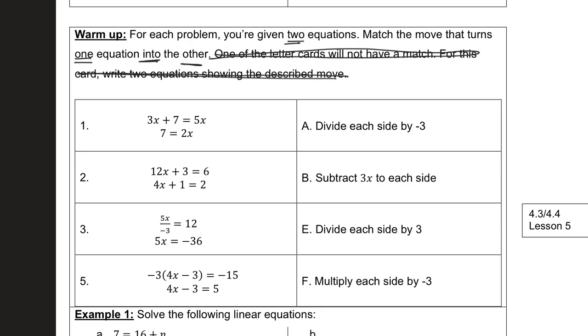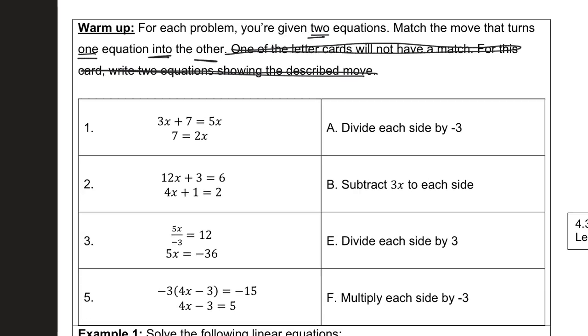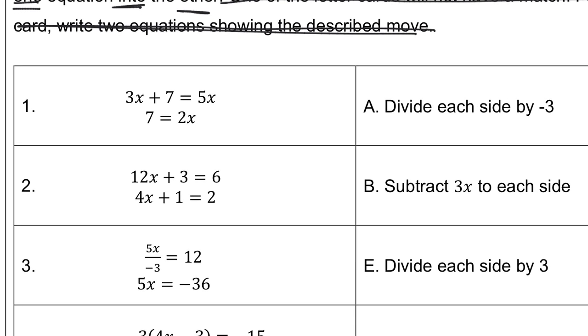Okay, so if we look at number 1, we are trying to see how do we get from this equation to this equation? What is happening? So we can see in this line, we no longer have a 3x. Okay, so if we were to subtract 3x from this side, those would cancel. And if we subtract 3x from 5x, we get 2x. So we did B, subtract 3x to each side.